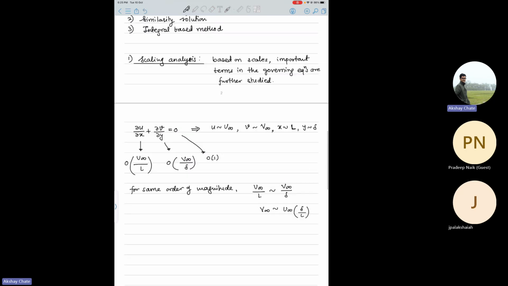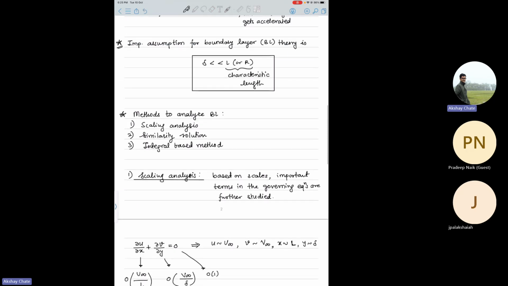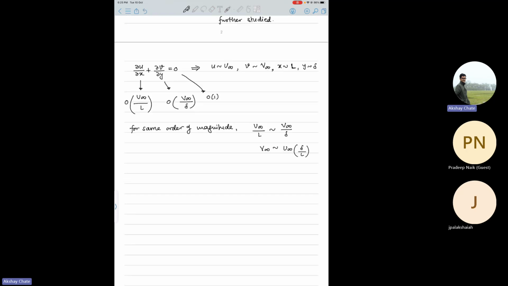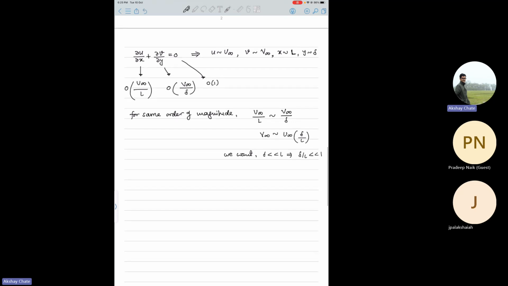One very important assumption for the boundary layer is that delta should be smaller than L. That implies your delta by L should be less than 1. And therefore your v infinity should be very small compared to u infinity. So now you understand, right?